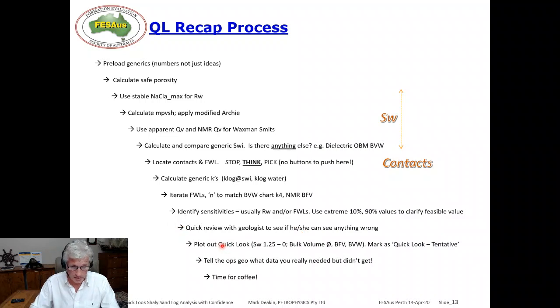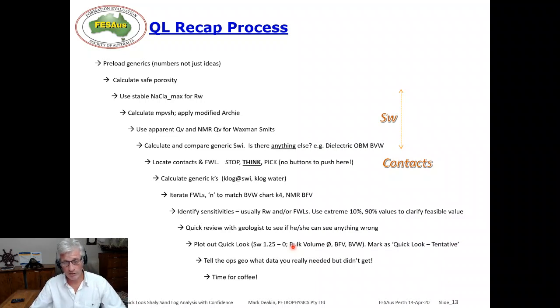Plot out quick look SW 1.25 to 0, bulk volume, porosity, bound fluid volume, bulk volume water. Mark as quick look tentative. So when I do my quick looks, I often plot them on SW 1.25 to 0 because it gives me confidence, and if I do a little bit of chit chat to the viewers, they also get confident too because they see that the SW is staying around 1. It's not going crazy to 1.7 or 1.4, which a lot of calculations do.